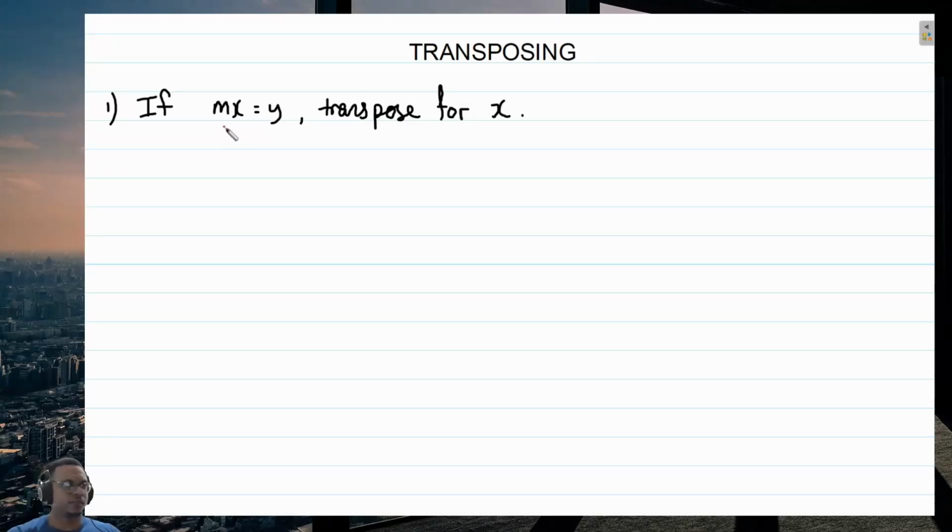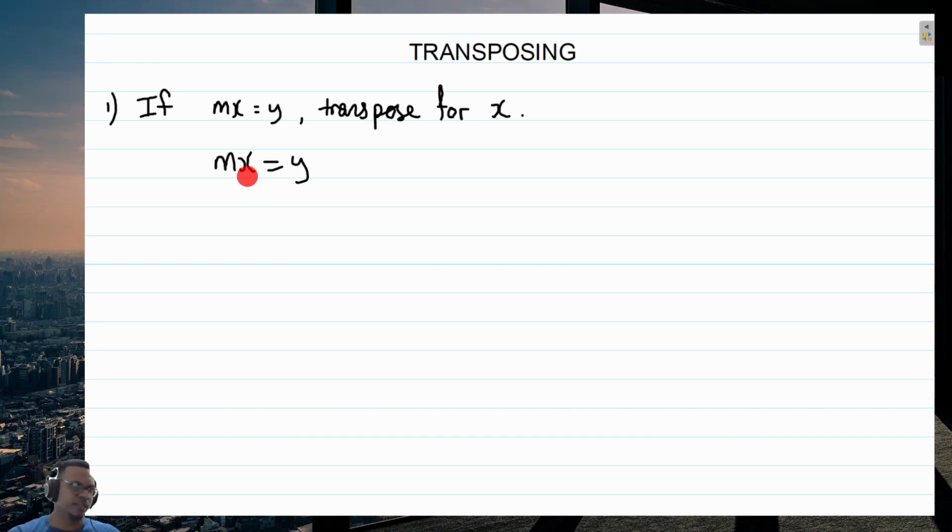In this question, we have m multiplied by x is equal to y. And what we have to do is to transpose for x. Another way of asking this question would be to find x or make x the subject of the formula. So when we want to find x, or make x the subject of the formula, or transpose for x, that means we want x by itself on one side of the equal sign.